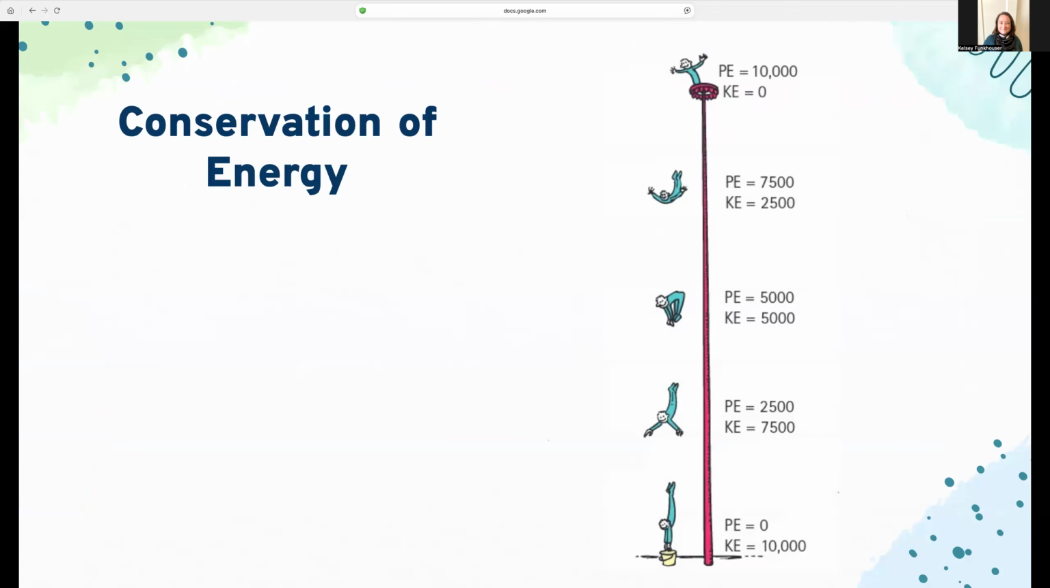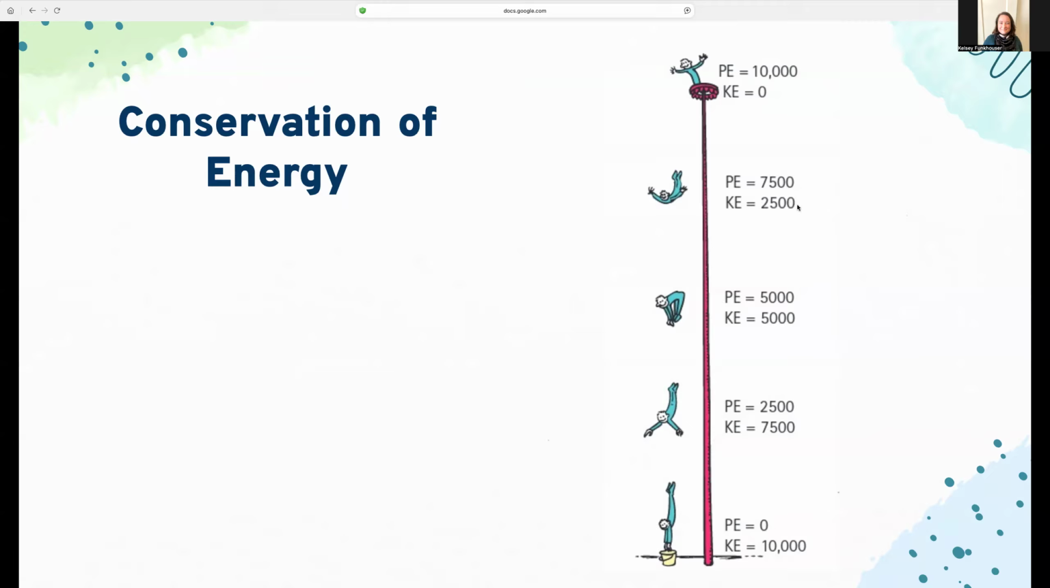Let's look at this with this example here for this circus diver. So he's initially up here at the maximum height. He's not moving yet, so there's no kinetic energy, and we have our maximum potential energy. And it doesn't have the units here, but these are in joules because it's energy. So then he jumps down. That means his height is decreasing, so his potential energy decreases, and we see that it's from 10,000 to 7,500 joules. But he also has some speed now, so he has more kinetic energy than before.